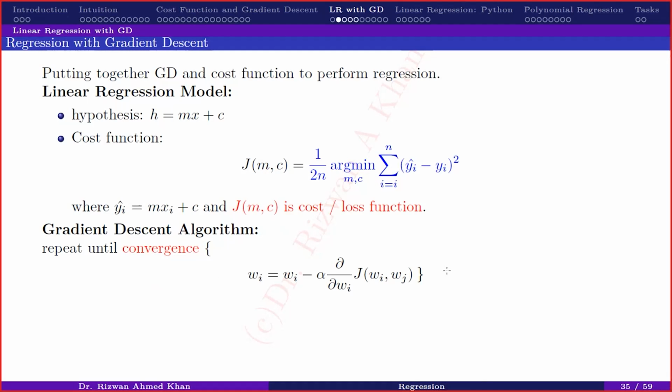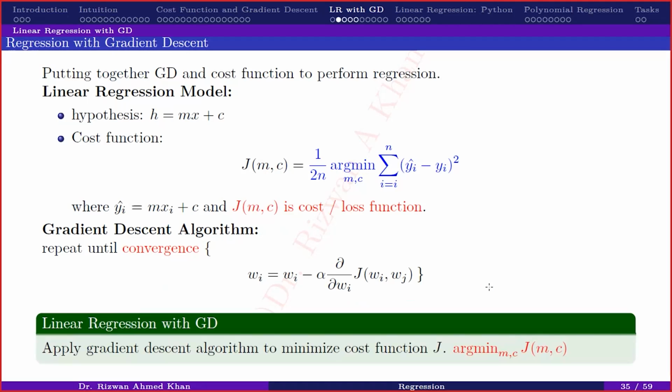And this is the gradient descent algorithm, which we have discussed just now. We want to apply the gradient descent algorithm to minimize the cost J, or we are trying to automatically find the values of m and c using the gradient descent method in order to minimize this cost function. So this is the whole intuition of using the gradient descent algorithm over here.